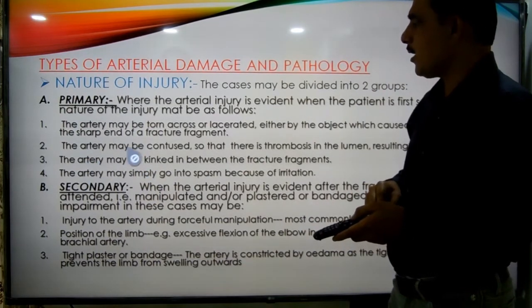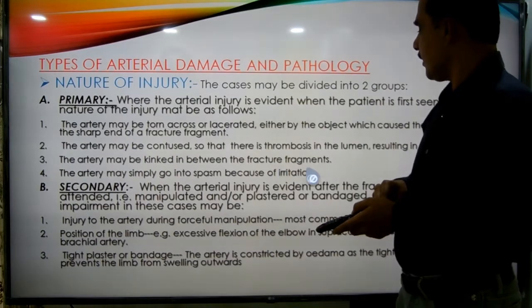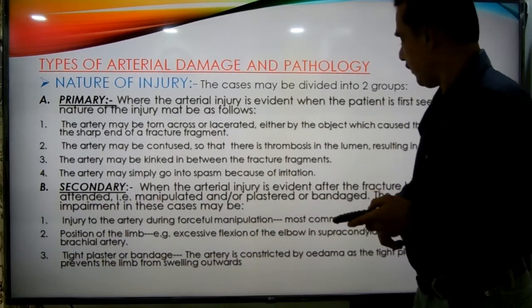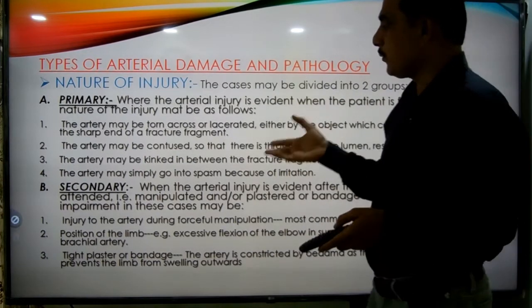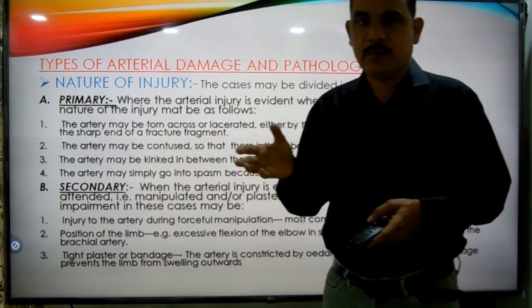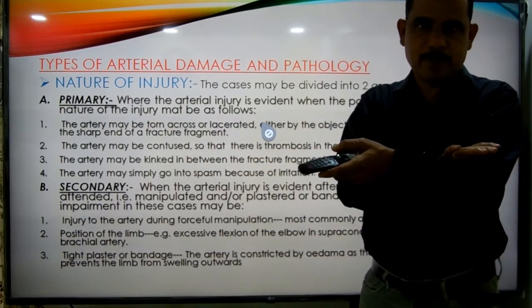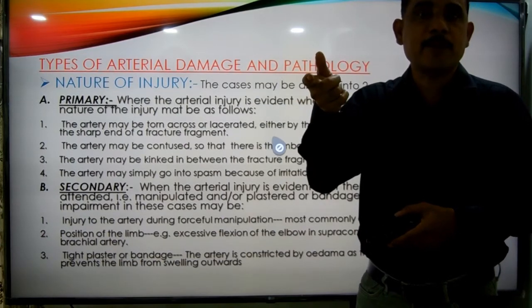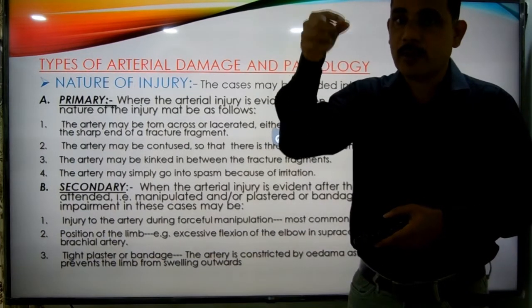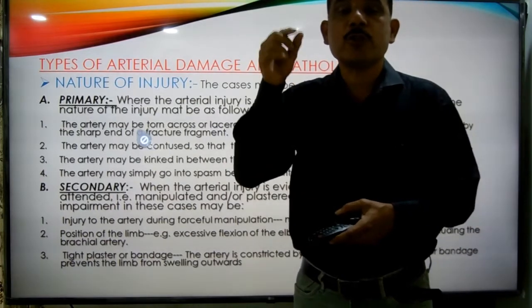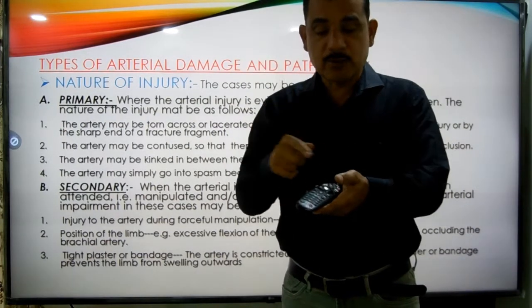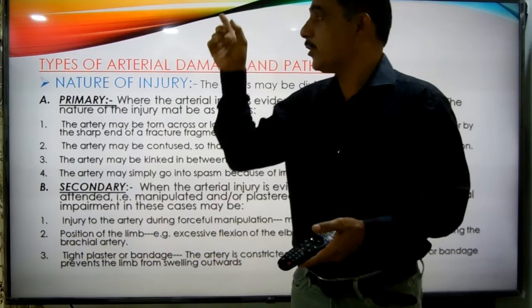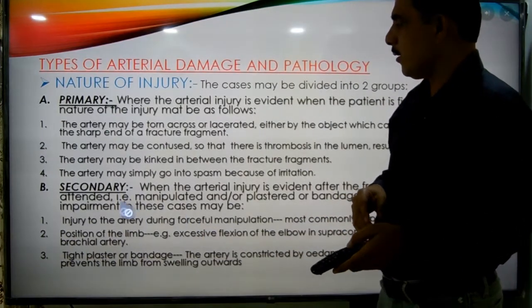Then the artery may get contused, so that there is a thrombosis in the lumen, resulting in occlusion of the artery. Any contusion to the vessel may cause thrombus formation in the lumen of the artery, and if thrombosis occurs in the lumen, it will cause obstruction to the blood flow, which results in impaired blood supply and results in Volkmann's ischemic contracture.